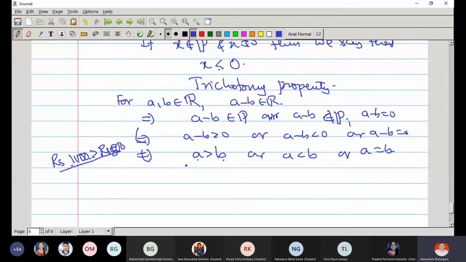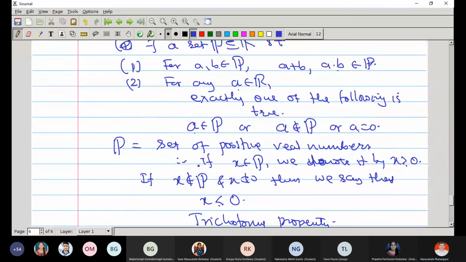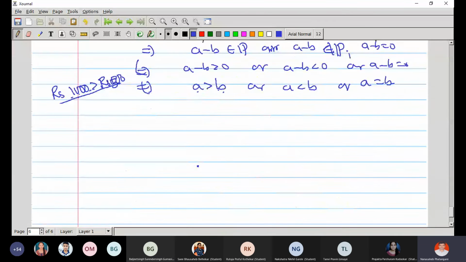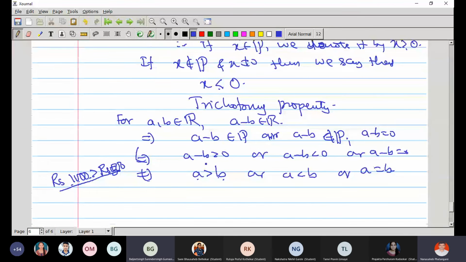So these are the order properties. Because of this comparison, we can define upper bound and lower bound, because we know which is smaller and which is larger. Then supremum and infimum, and every bounded set has a supremum or infimum in the real numbers. That is the completeness property, and that is because of these order properties. So all these properties are complementary to each other.